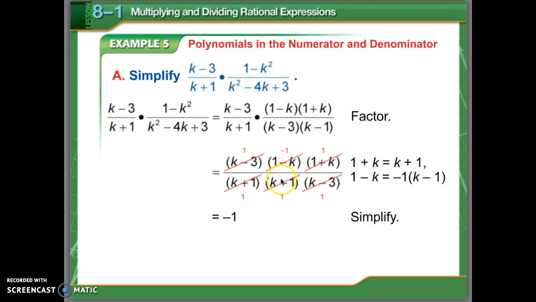So we're going to rewrite the 1 minus k as negative 1 times k minus 1. And then we have a k minus 1 on the top and a k minus 1 on the bottom, but we're left with negative 1. So negative 1 is our final answer.